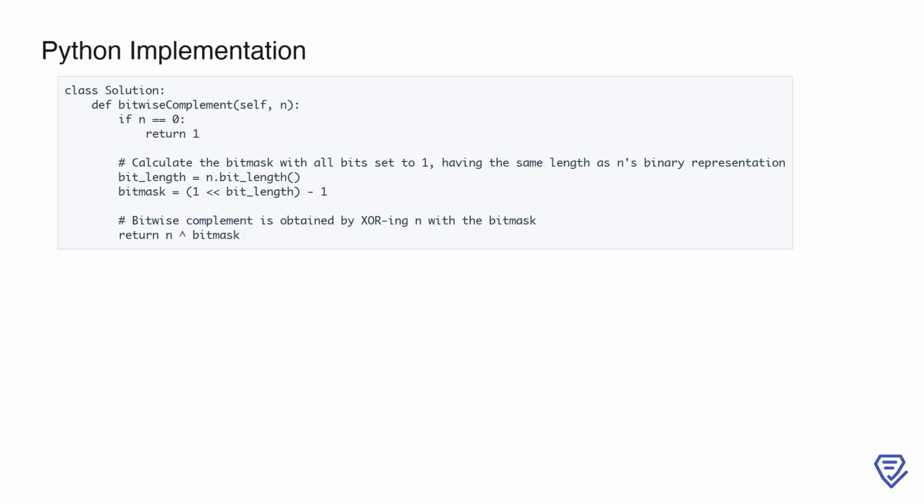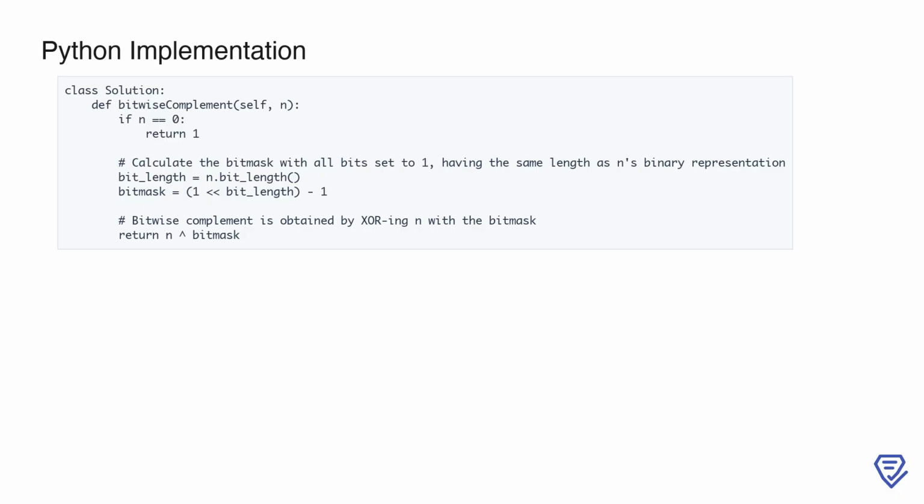1. We start by handling the special case where the input n is 0. If n is 0, the complement is defined as 1, so we immediately return 1. 2. For all other values of n, the goal is to compute the complement by flipping all bits in the binary representation of n. To achieve this, we first calculate the bit length of n using the bit_length method. This gives the number of bits required to represent n in binary.